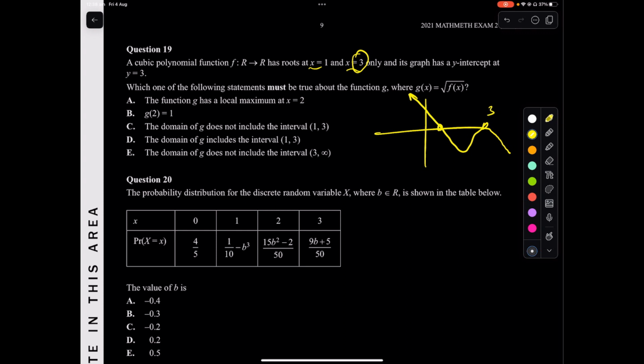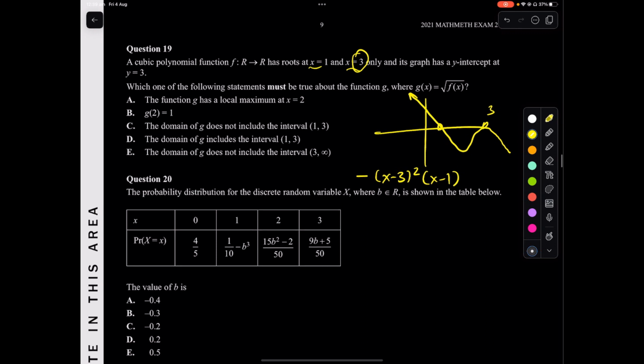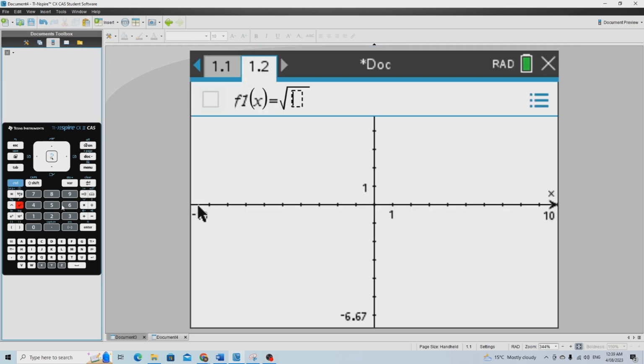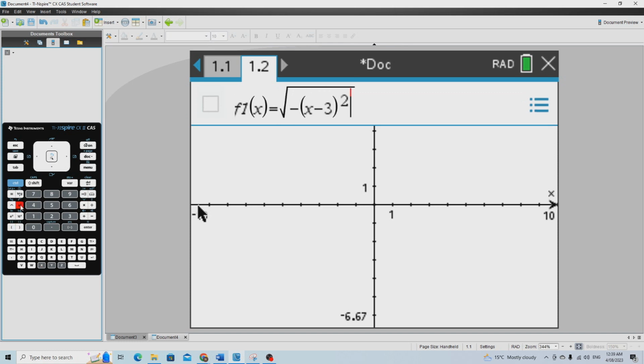Okay, so we can make an equation. Let's just make an equation. Because we know x minus 3 must be squared, and x minus 1. And it is negative, so we put a negative here. And what's the y-intercept? So if we sub in 0 to all of them, it's 9. But we want it to be 3, so we're going to translate it 6 units down, so it's minus 6. Let's just have this. Go on your calculator now, and what we want to find is the square root of this function: negative (x minus 3) squared times (x minus 1) minus 6.